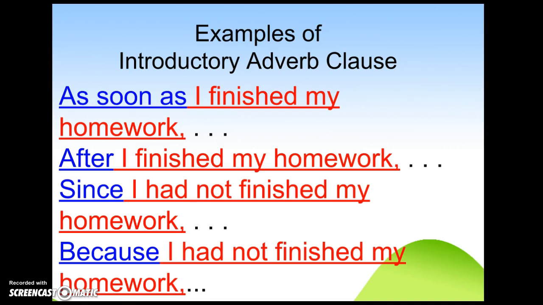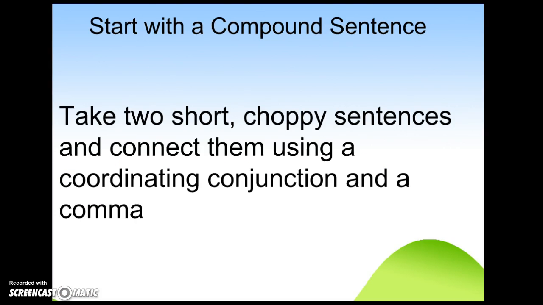What you're going to do with this one is put them at the beginning. As soon as I finish my homework, comma, I can go outside to play. After I finish my homework, comma, I can go outside and play. Since I have not finished my homework, comma, I couldn't go outside to play. Because I had not finished my homework, comma, I wasn't able to go outside and play. So you take that adverb clause and start the sentence with it and then add a comma afterwards. And then that adds some variety to your sentences.